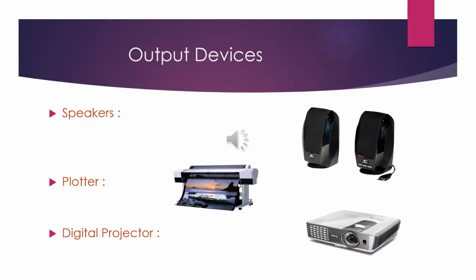Our next device is plotter. As you can see in the picture, it is a device that converts data from a computer into graphics, usually on paper. Graphics means into pictures, and usually on paper, because usually we use papers to receive the pictures or receive the data. Our next device is digital projector.